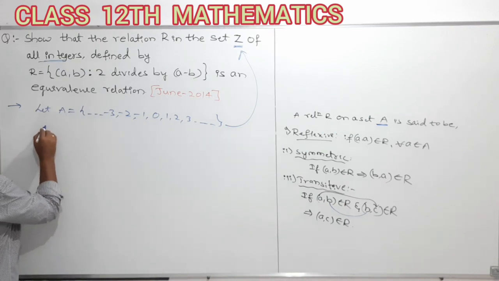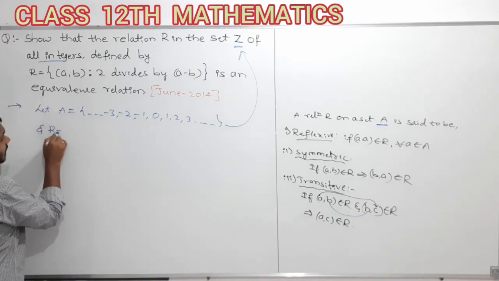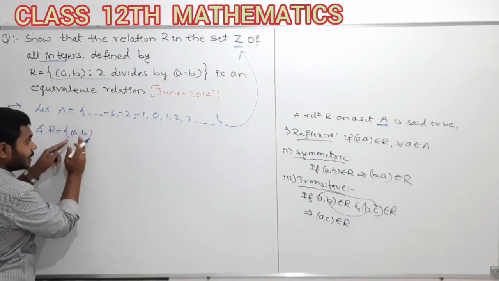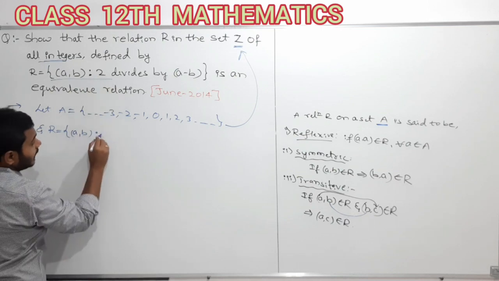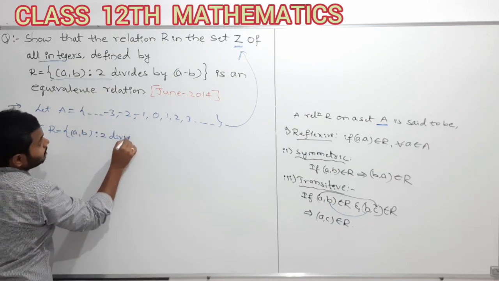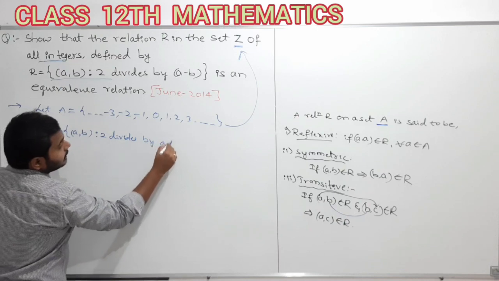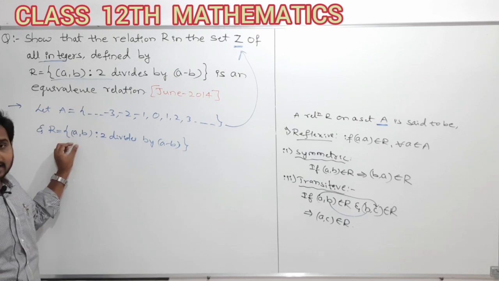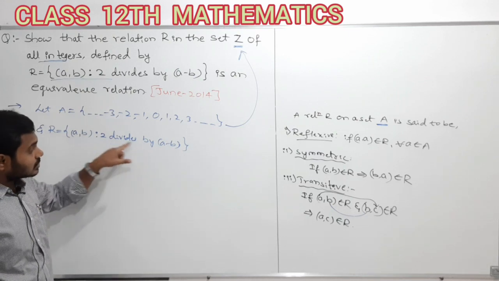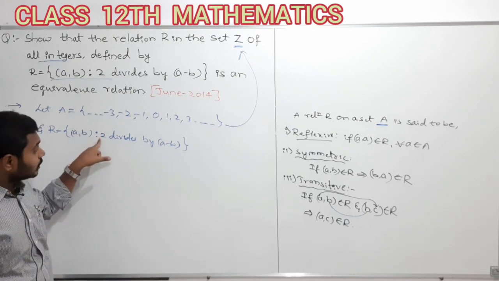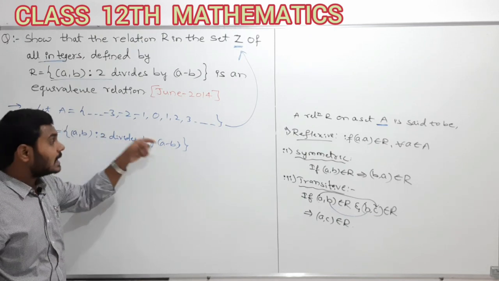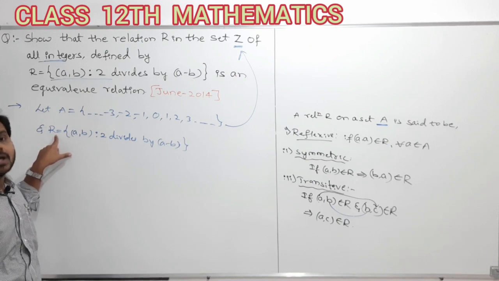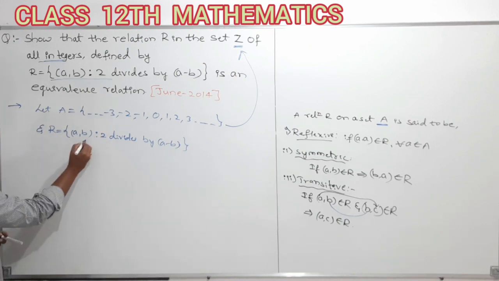That is very, very important. And what is R, my dear students? R is given to you. It contains the ordered pairs in such a way that 2 divides A minus B. If 2 divides A minus B, such ordered pairs will be there in this relation R. Clear? So this is your relation, my dear students.